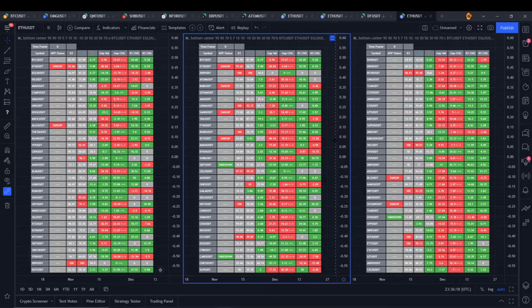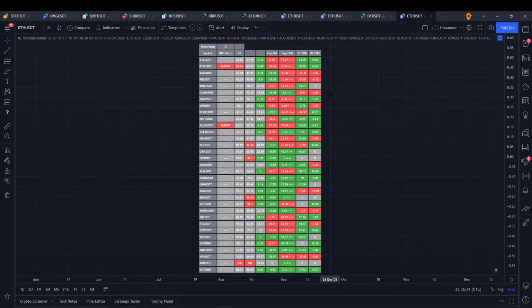And now I'm going to dive into how I look at the screener and how I use the screener to simply scan the market and then narrow down my search. So let's just select one pane alone first to be able to focus on it.